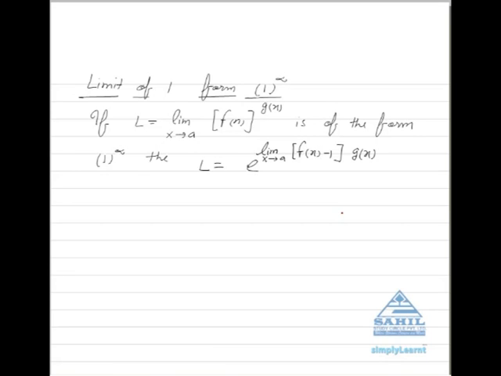Now the next form of limits is 1 raised to power infinity. If any limit is of the form 1 raised to power infinity, then it can be resolved with this method: if L equals limit x tending towards a of f(x) raised to power g(x), then L equals e raised to power limit x tending towards a of (f(x) − 1) into g(x).